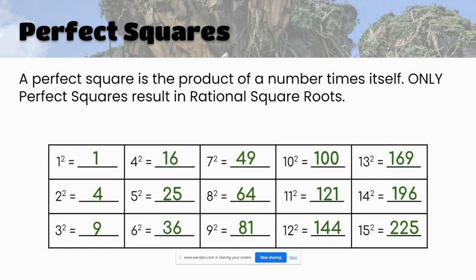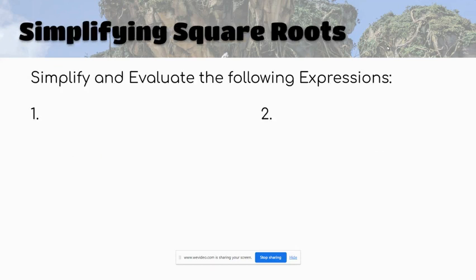These are your perfect squares that you should be able to recognize, so that when I ask you for the square root of those, you will get a rational answer. So simplify and evaluate the following expressions.